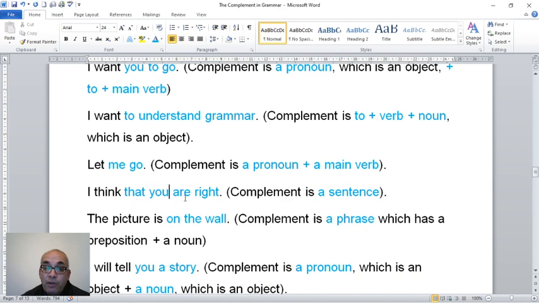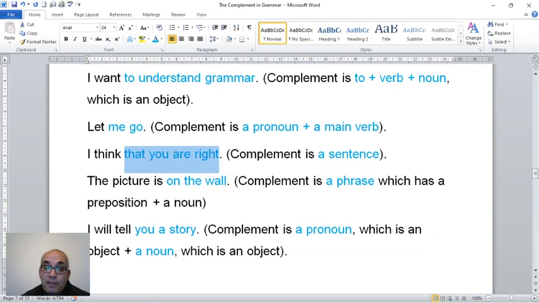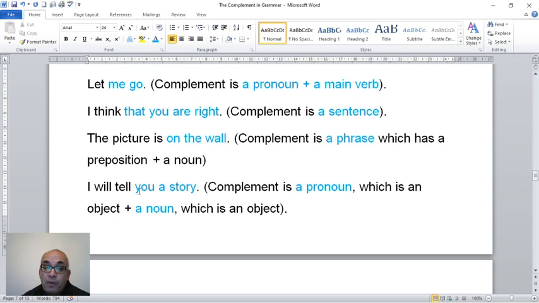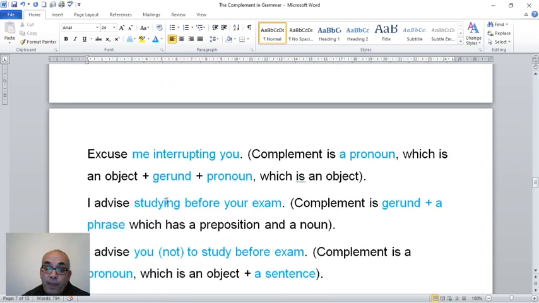I think that you are right. The complement is a sentence. This is a sentence. The picture is on the wall. The complement is a phrase which has a preposition and a noun. I will tell you a story. The complement is a pronoun, which is an object, of course, and a noun. A story is a noun. Excuse me interrupting you. So me is a pronoun, interrupting is the gerund, and you is a pronoun.